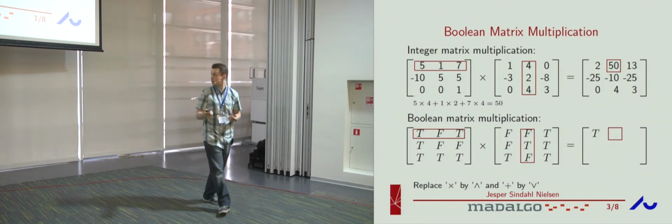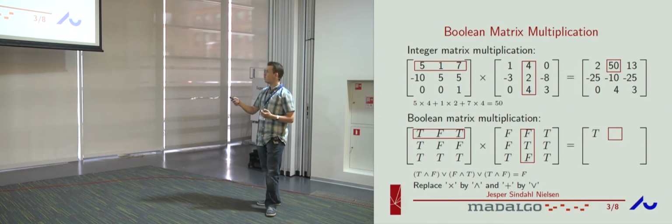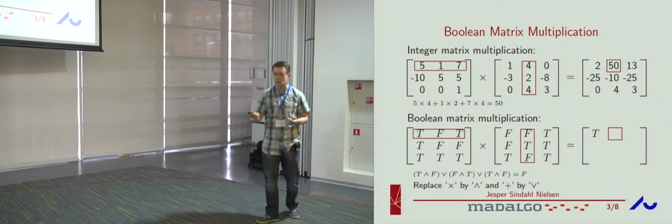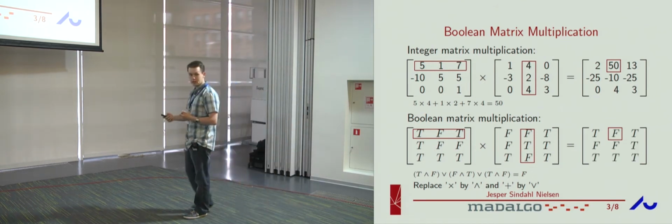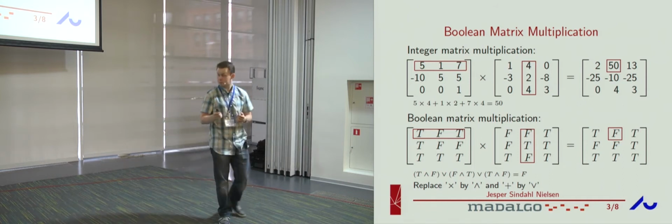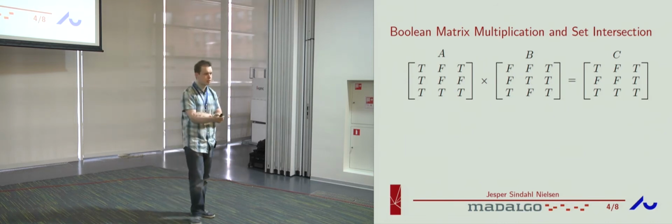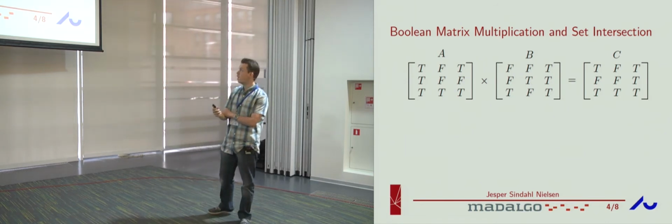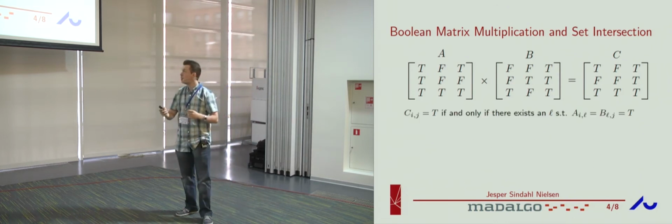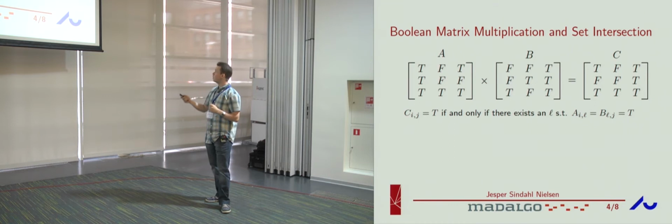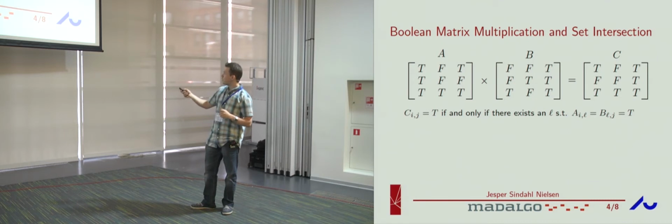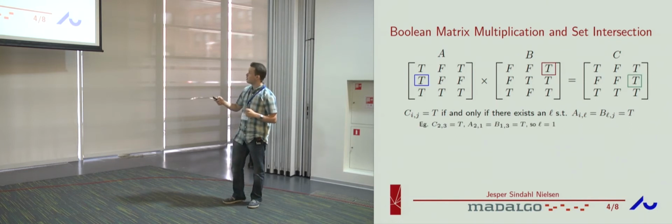Another example, we get this formula, that one. No. It'll be false, right? Great. And you continue and you get an entire matrix. The important thing about Boolean matrix multiplication is that you essentially can view it as doing a bunch of set intersection queries. If you say that the ijth entry over here will be true if and only if there exists an index such that these are both true, right? So I think I have an example, yes.